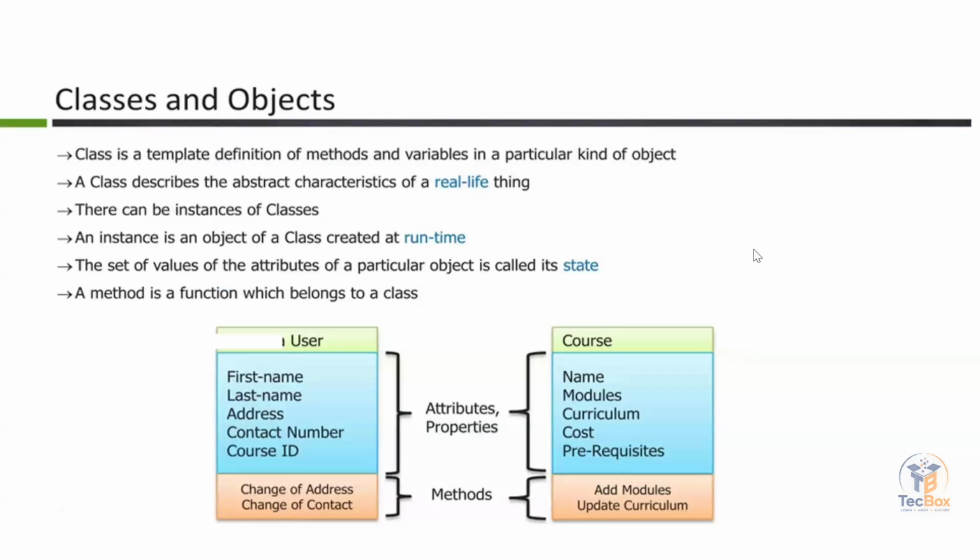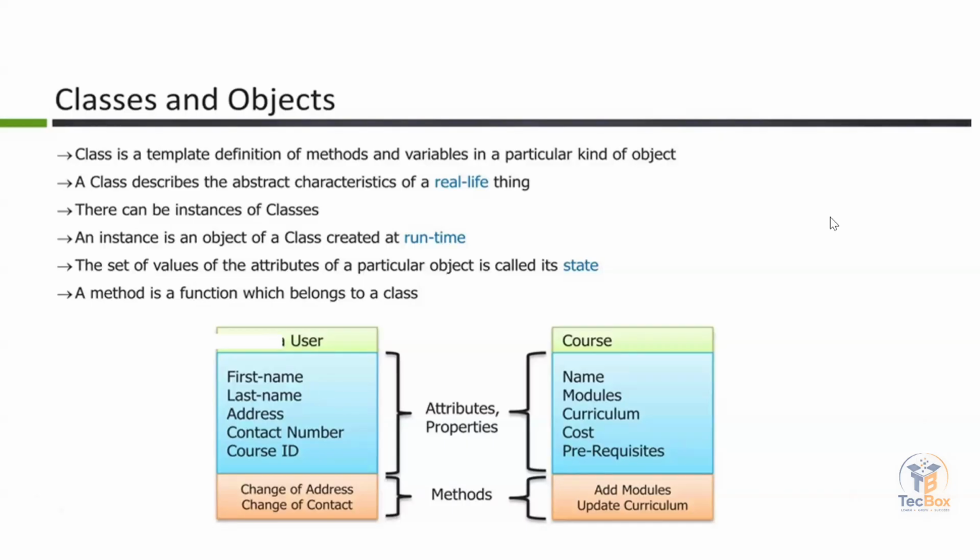So what is a class? Class is a template. A class has something and a class does something. Suppose, for example, a user is there. What does the user have? He has a first name, last name, address, contact number, and course ID. So what are these has things?